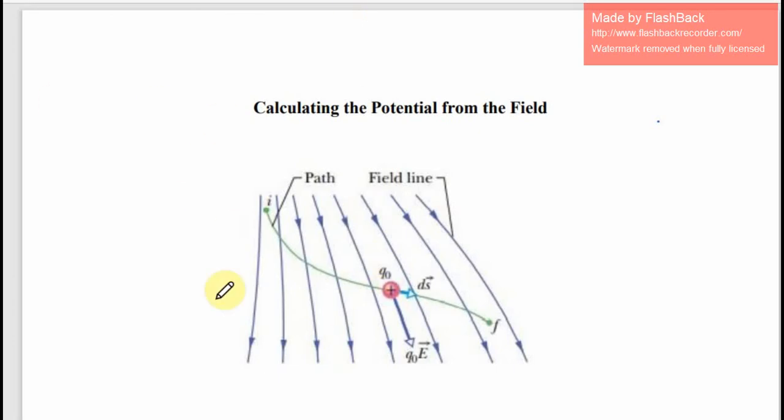As you can see in this figure, the blue lines represent the electric field lines, and a positive test charge Q naught moves along the path I to F. The positive test charge is placed in the electric field lines and is moving by following the path I to F. So at any point within this field, when the test charge is moving, there is a small displacement ds.